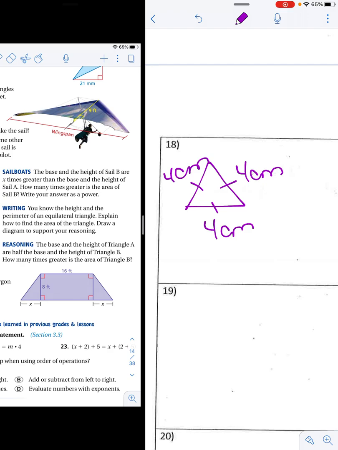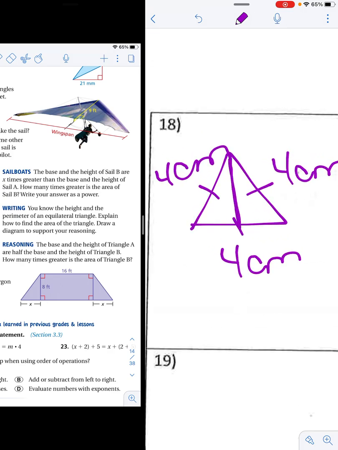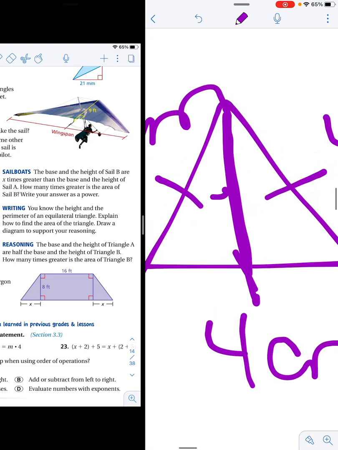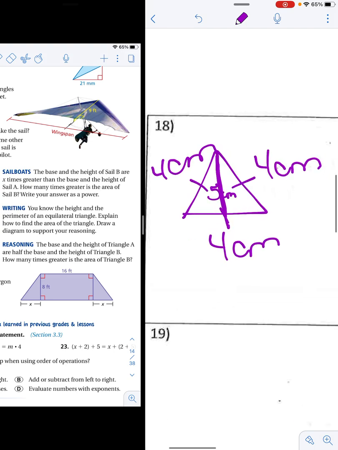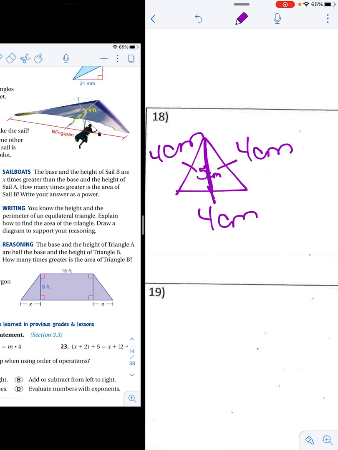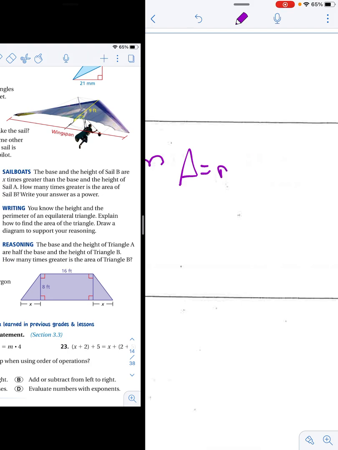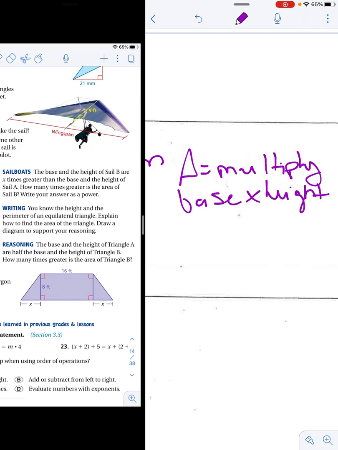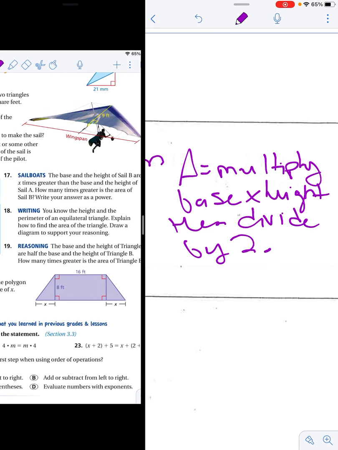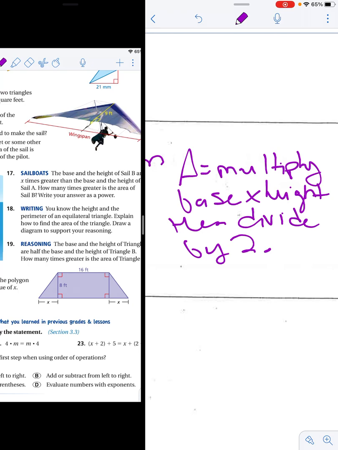And it says, you know the height. Okay, the height is probably not 4 centimeters. It's normally a touch longer, so maybe it's 5. It's not giving these, okay? It's just asking us, explain how to find the area of the triangle. You can say multiply base times height, then divide by 2. Okay. And then draw a diagram to support your answer.